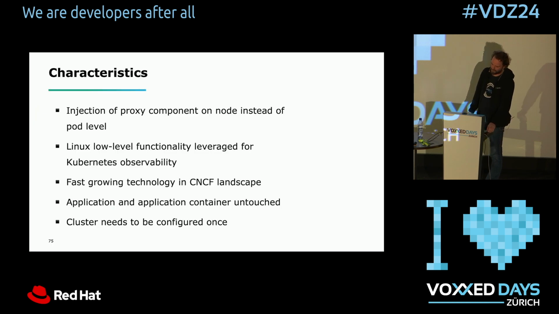All right, so to sum this one up, here we inject the proxy component on a node instead of a pod level. We use that Linux low-level functionality of eBPF for Kubernetes observability. Of course, this works outside of Kubernetes very well too. I mean, wherever you have a Linux environment, you can certainly do that. And still, the application and application containers remain untouched. So you configure a cluster once. You normally do that in the very beginning, and then you have it.